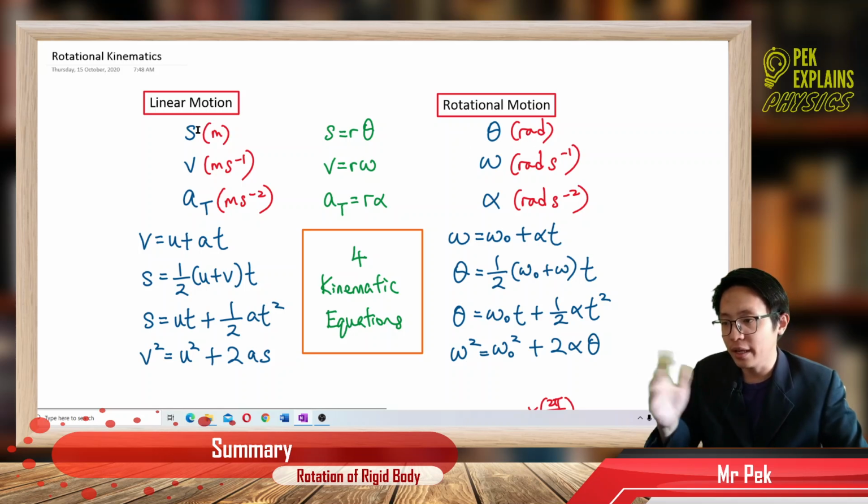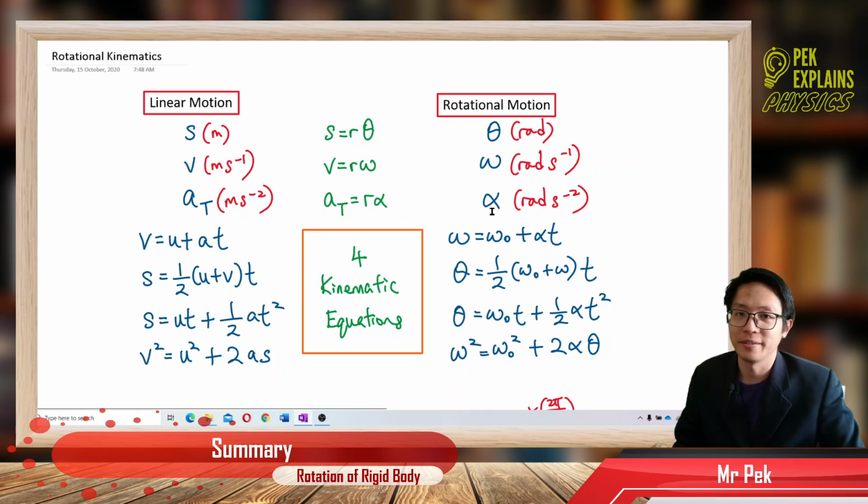And then in linear motion, we have velocity. Rotational motion, we have angular velocity. Linear motion, we have acceleration. Rotational motion, we have angular acceleration. So you see the unit, they are similar. This one is meter, velocity is meter per second, acceleration is meter per second square. So in rotational motion, just change to angles. That's why it's radian, radian per second, radian per second square.